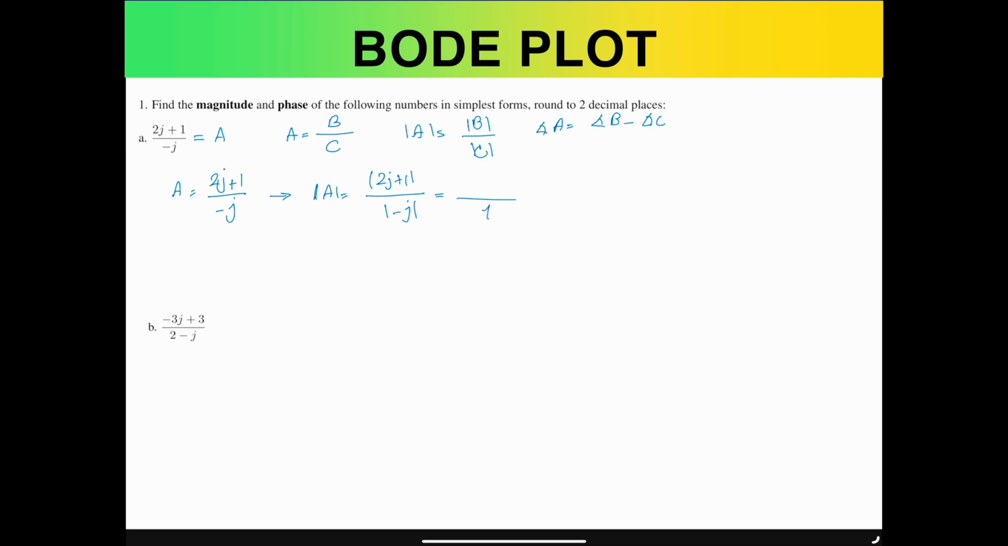Numerator, by the way, is composed of a plus jb format. If you want to find the magnitude of that, we need to square both of them, sum them up, and then take the square root. In that case, we need to write down the square root of 2 to the power of 2 plus 1 to the power of 2, and that takes us to a value of around square root of 5. And if you simplify that, we would get 2.23 if you want to round it to 2 decimal places.